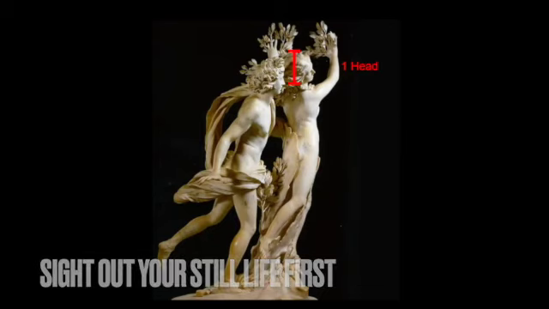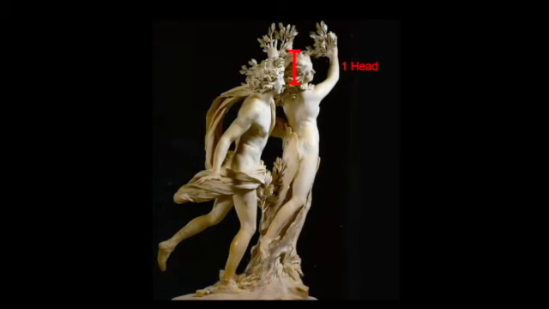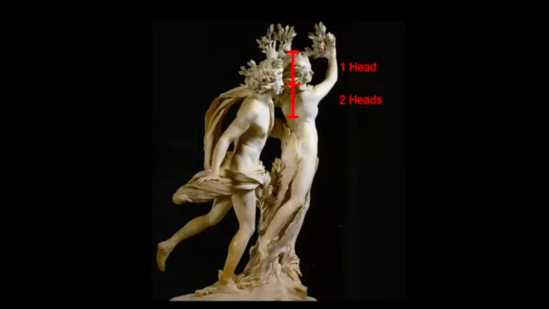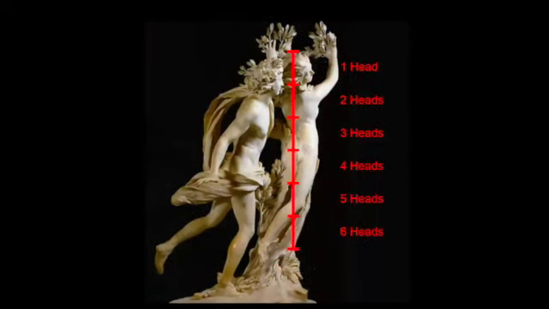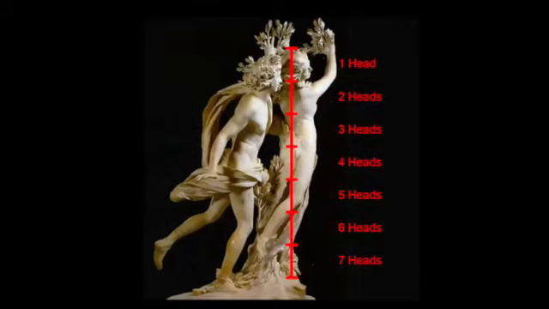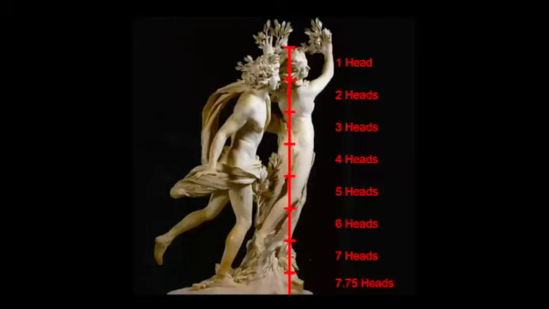So when citing out the sculpture, we're going to figure out how big Daphne's head is, and we're going to figure out how many heads tall this sculpture is. So that's about 8 heads, 7.75 heads. And then we're going to start looking at the relationships between the two characters here.